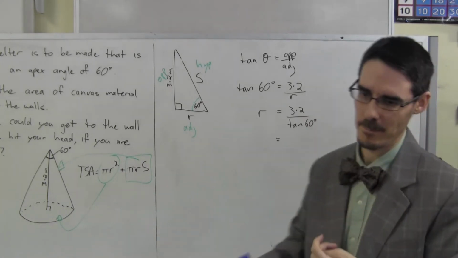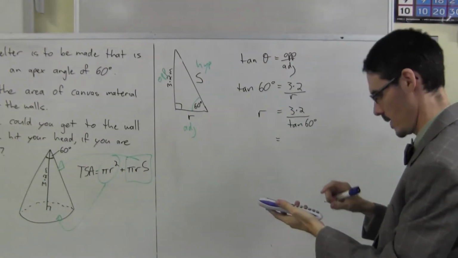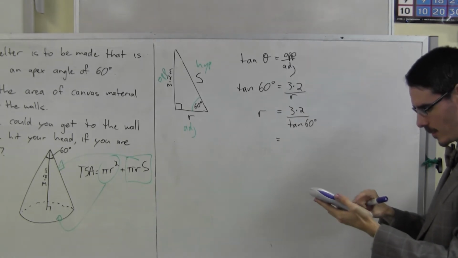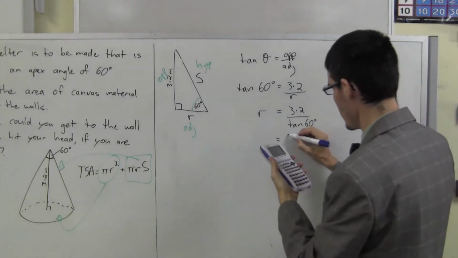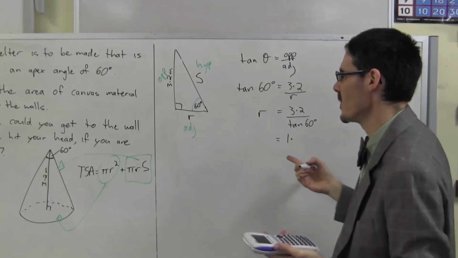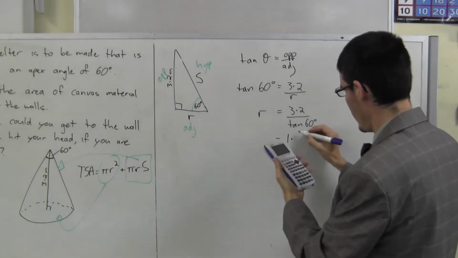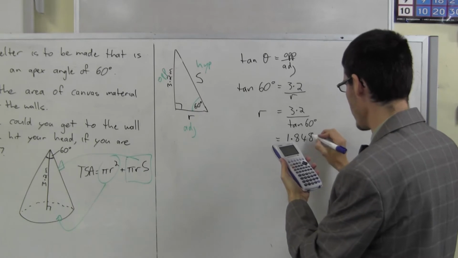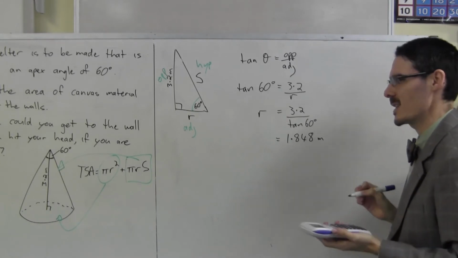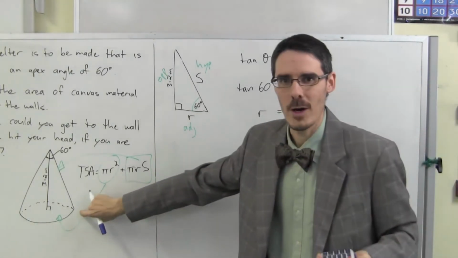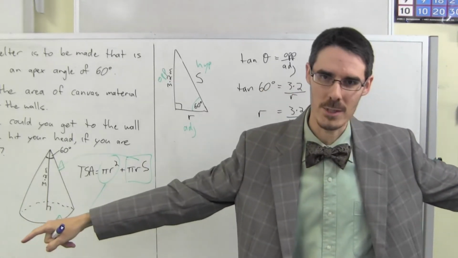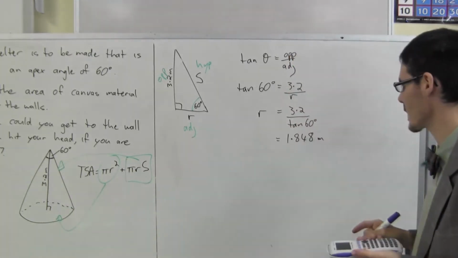Time for the calculator. 3.2 divided by tan 60 is 1 point, how many decimal places? It's metres of material. Again, I might go to millimetres. 1.8475, which rounds up to 1.848. That's the radius inside my tent. So 1.8 metres radius, or double that for the diameter, about 3.6, 3.7.